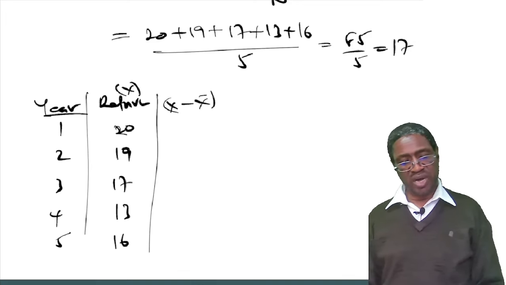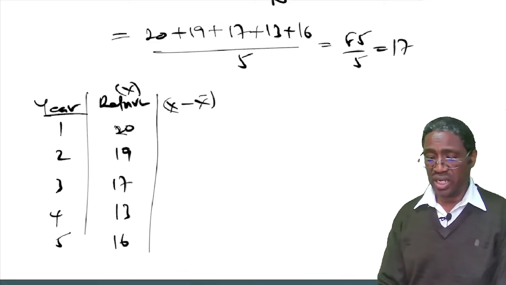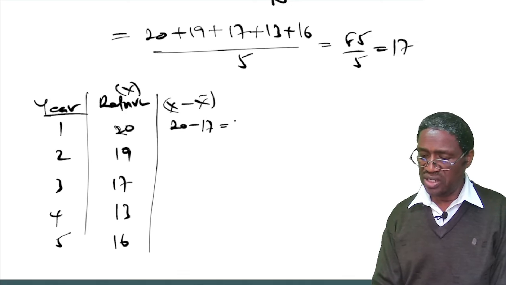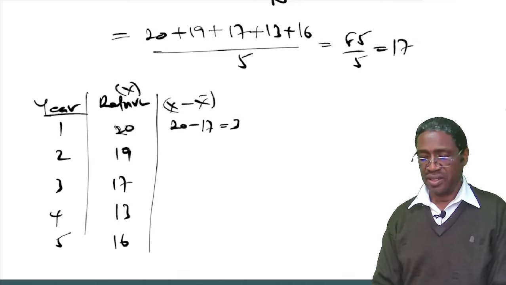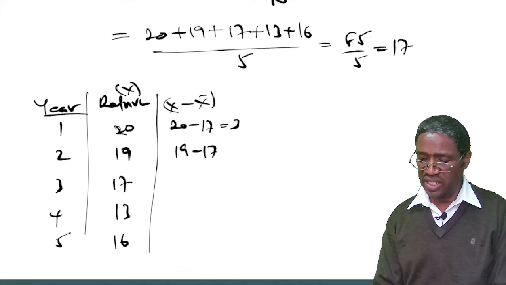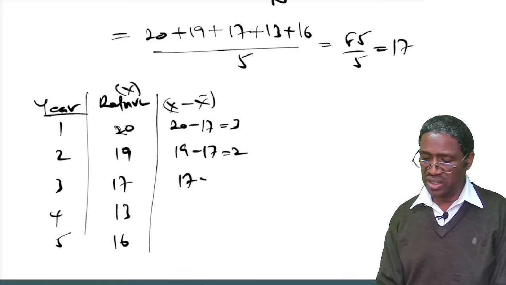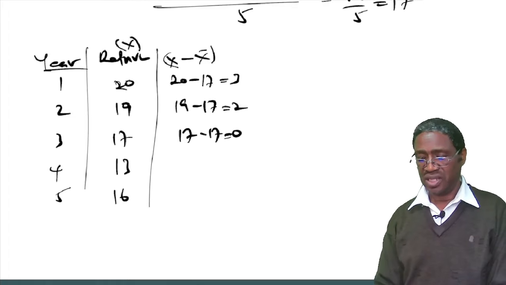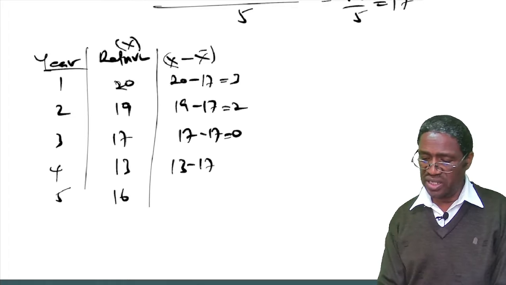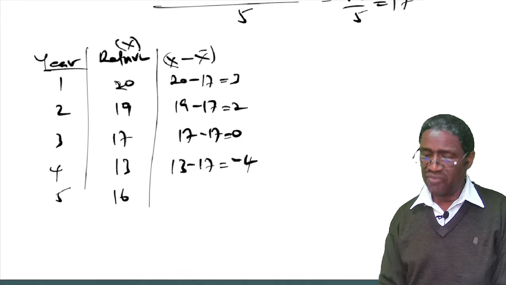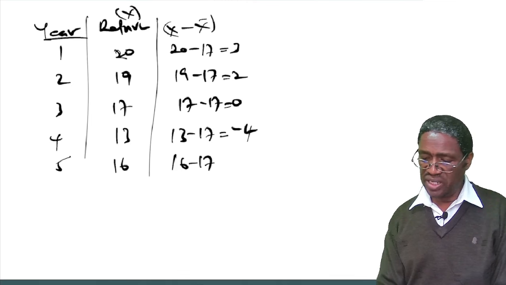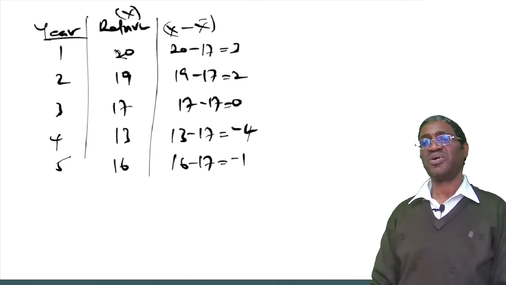X minus X bar. So I can take 20 minus 17. That gives me 3. 19 minus 17. That gives me 2. 17 minus 17. That gives me 0. 13 minus 17. That gives me negative 4. Then finally, 16 minus 17. That gives me negative 1.